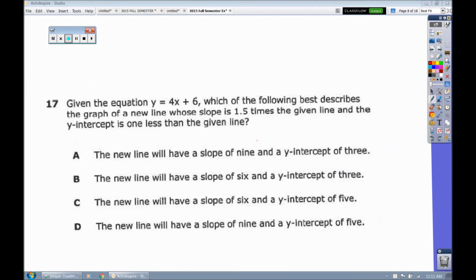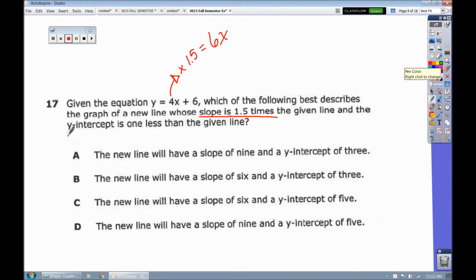Given the equation y equals 4x plus 6, which of the following best describes the graph of a new line whose slope is, so here we go, slope is 1.5 times the given line. So we're going to take the slope here of 4, and we're going to multiply that times 1.5. If you do 4 times 1.5, you get 4 times 1 is 4, half of that is 2, so we get 6. And let's keep reading here.